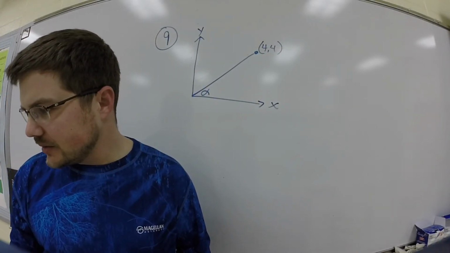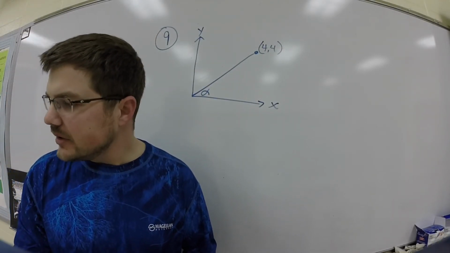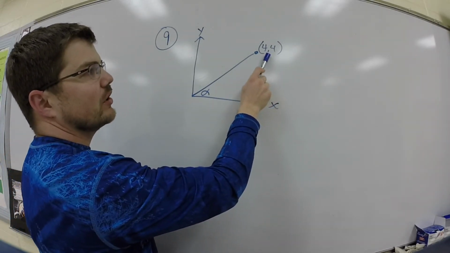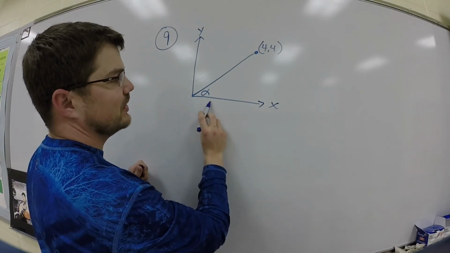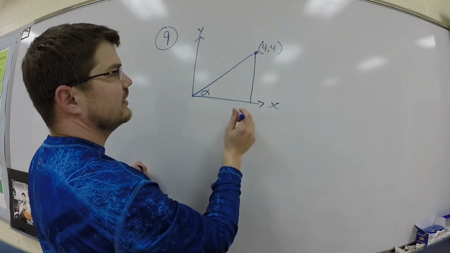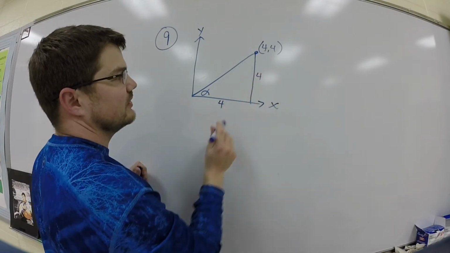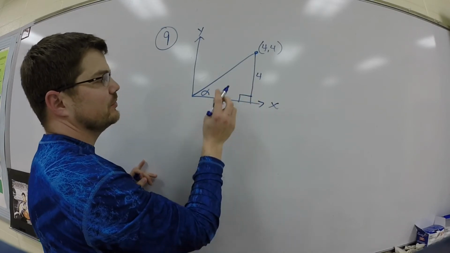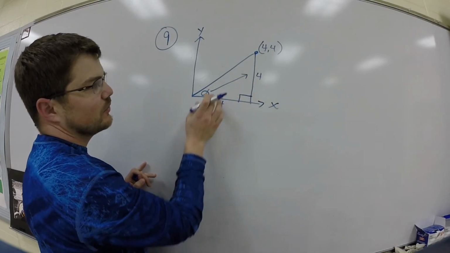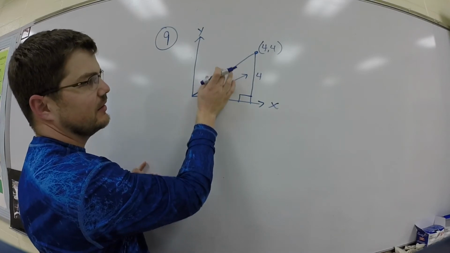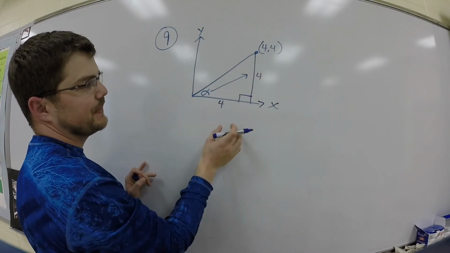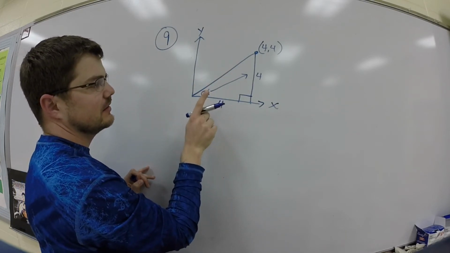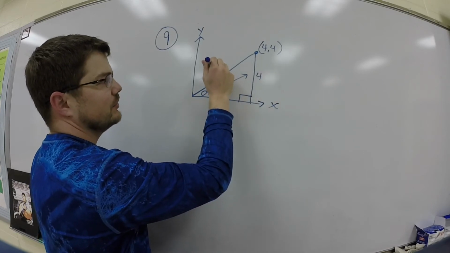Okay, number 9 wants us to find sine alpha, and they tell us that this coordinate is 4, 4. So automatically, that tells me the x and the y is the same, and that should tell me that this is a 45, 45, 90. And it wants me to find sine of alpha. We're going to need the hypotenuse to find sine, which is opposite over hypotenuse. And what is your hypotenuse going to be on a 45, 45, 90? It is whatever your legs are times root 2, so 4 root 2.